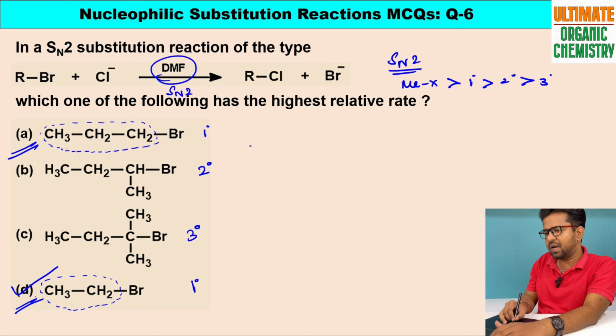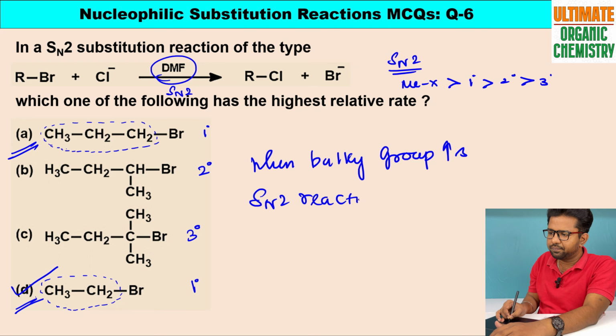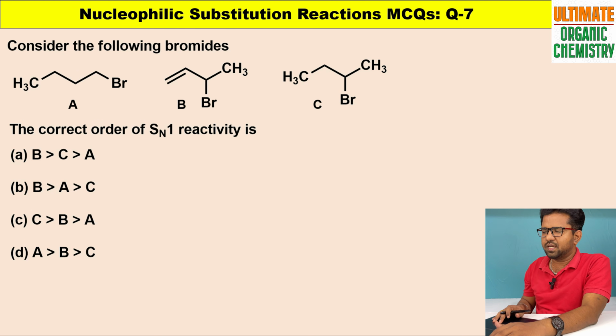Once again I am writing: when the bulky group increases, the SN2 reactivity rate decreases.